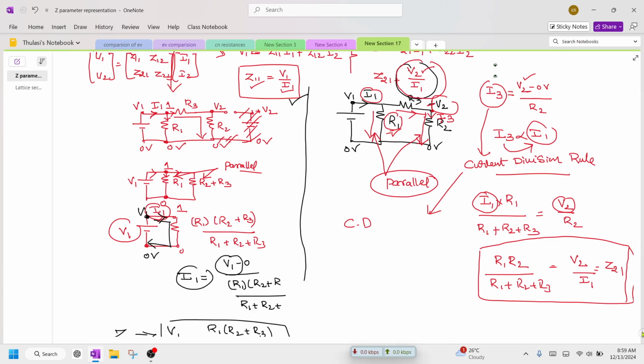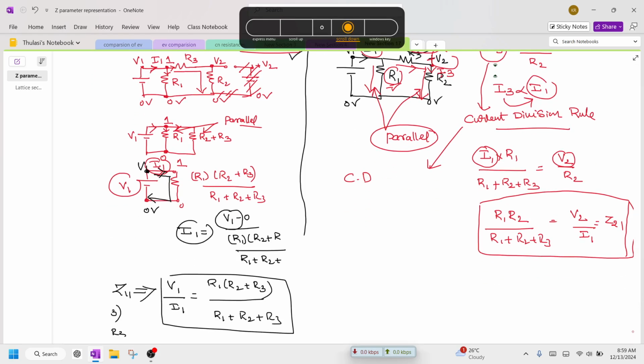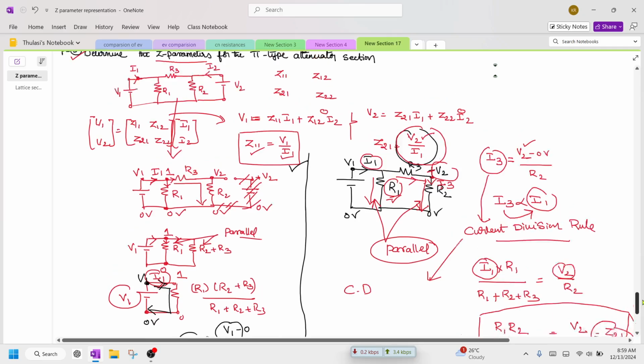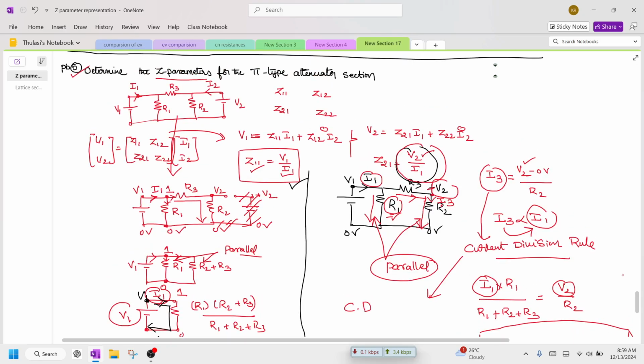So by this lecture, it's very clear. We successfully found the value of Z11 as well as Z21. So this is how half of the part is completed. Now coming to the second part. In the second part, how we are going to solve it is, we take the same network.